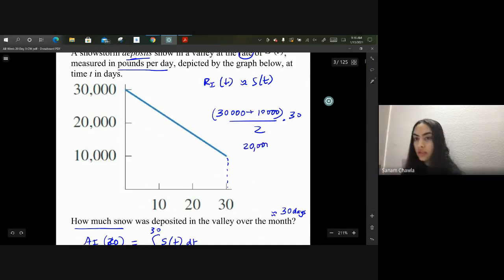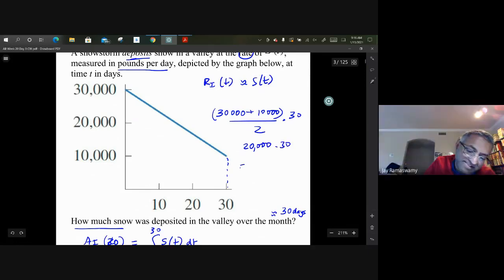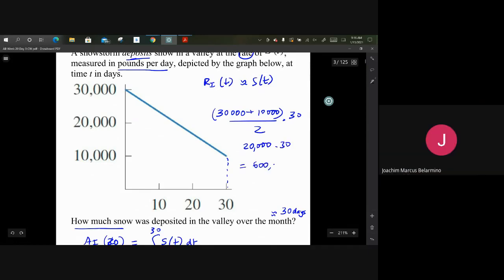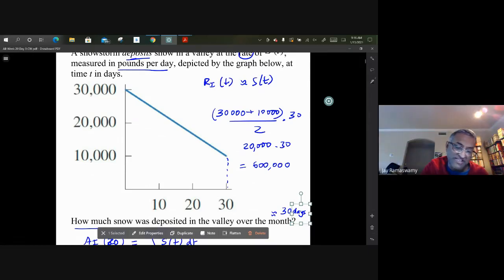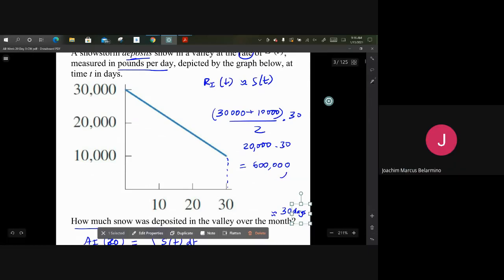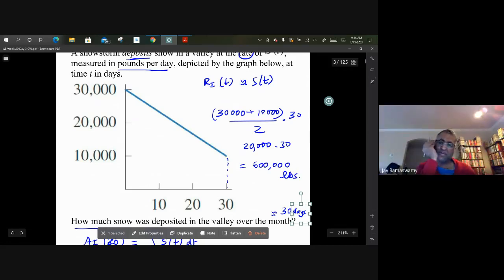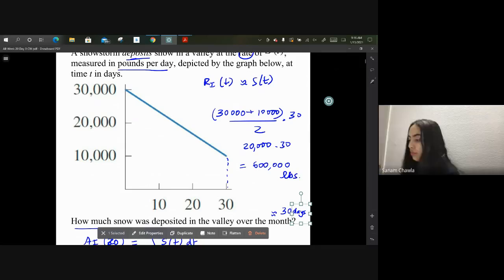20,000 times 30, is that 600,000? Yes. What would your units be? It says how much snow? Pounds. That's the amount. That wasn't too bad, was it? No, not too bad.